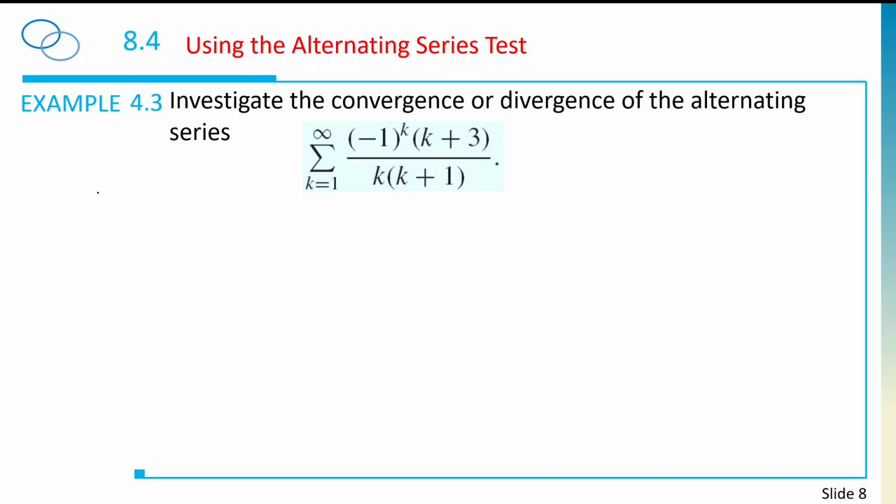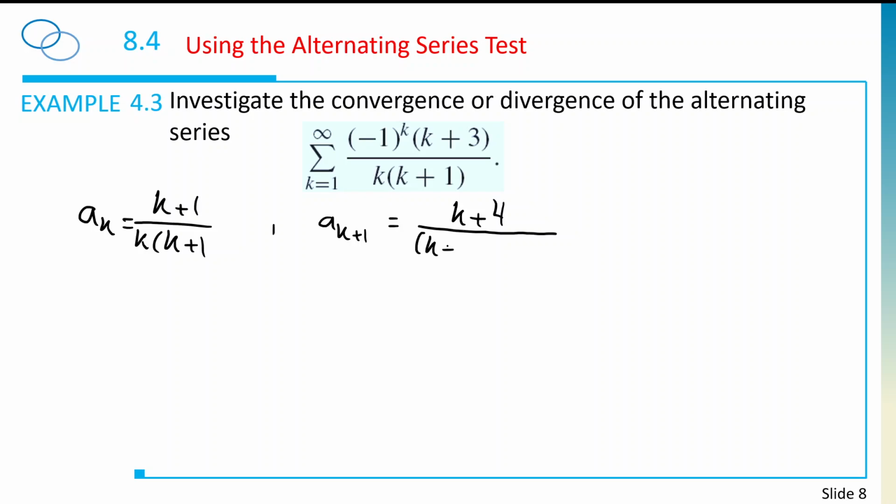Now what's a_k in this case? It's (k+3)/(k(k+1)). Remember, I need to prepare a_(k+1). You need to change each k with k+1. So k+1+3 is k+4, the k is now k+1, and the k+1 becomes k+1+1, which is k+2. Now I have to check the first condition.